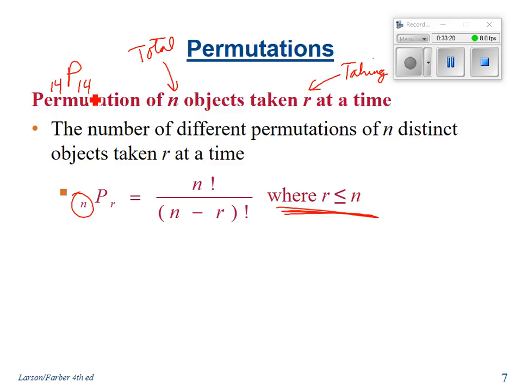When I plug in here, this top number n is going to be 14. The r is going to be 14. What is on the bottom here? What's 14 minus 14? 0. So we end up with 0 factorial. You can't divide by 0, so that's why we say 0 factorial is 1.